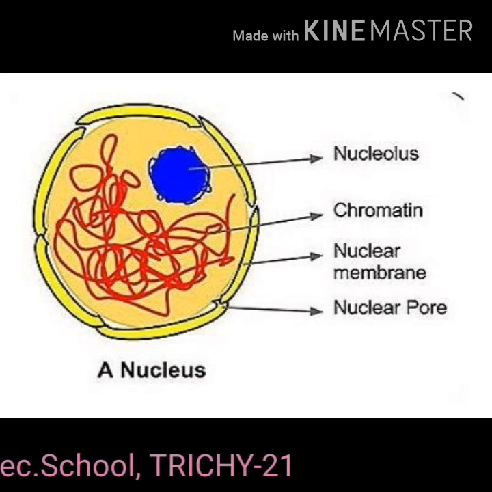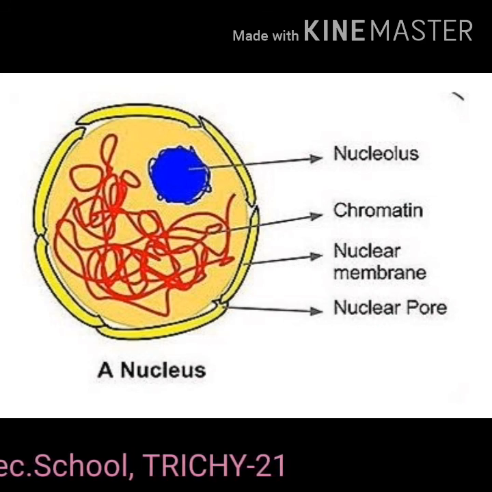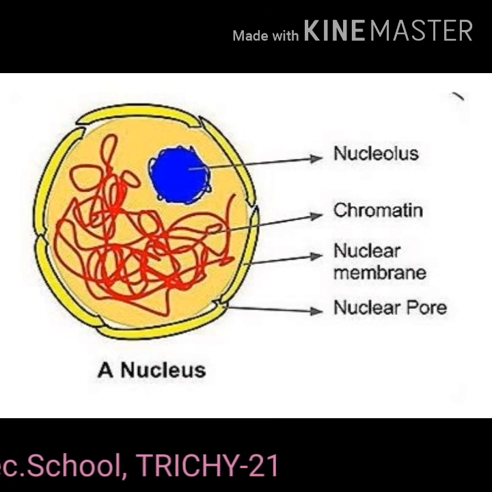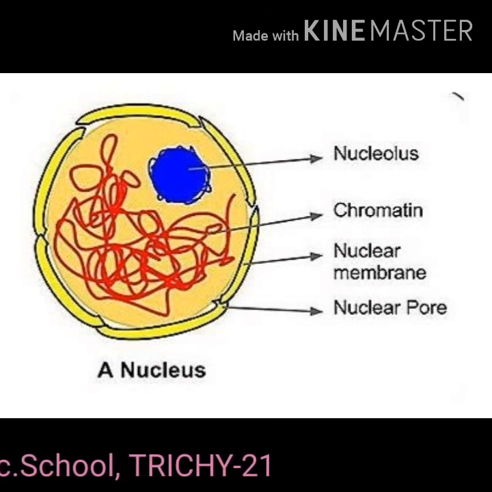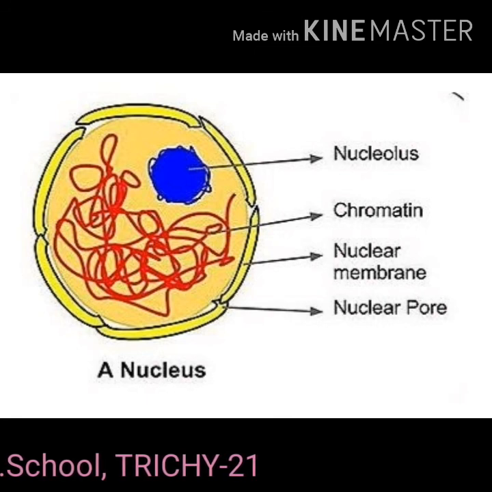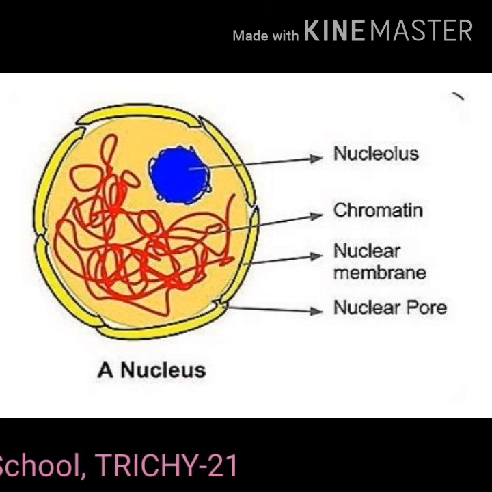The next cell component name is nucleus membrane. The main function of the nucleus membrane is it surrounds and protects the nucleus, controls the movement of material in and out of the nucleus. The special name given to the nucleus membrane is gate of the nucleus.